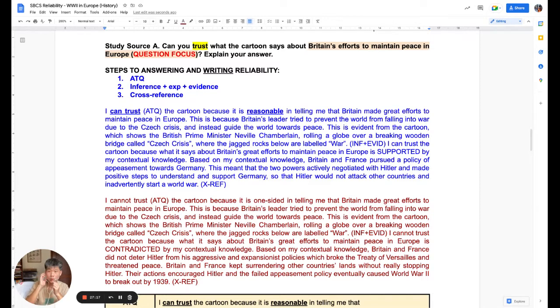For the rest of the questions, you only need to write one side. You don't need to write both sides. If you have any trouble thinking of how to craft a reliability answer, it might suggest you don't have enough knowledge. So you want to go back to the textbook to gather your contextual knowledge about the matter and see whether the knowledge you have of the event, does it support or does it contradict what the source says? And that is how you craft a reliability answer.